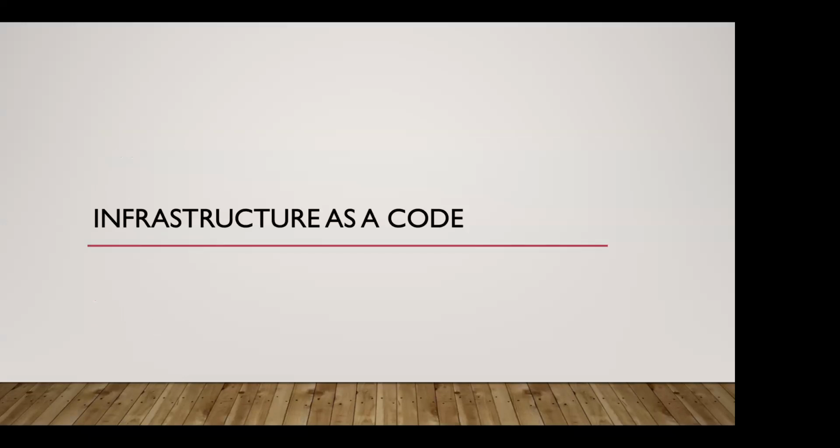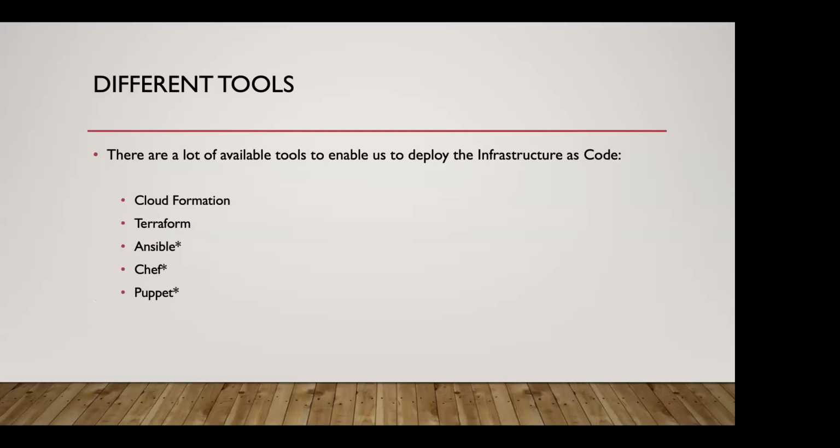Okay, so if we look at infrastructure as code, there are multiple different toolsets available in today's world. Right from CloudFormation by Amazon to Terraform. Then we have other configuration management tools such as Ansible, Chef, and Puppet. There is a star mark here at Ansible, Chef, and Puppet. It's mainly to differentiate them as configuration management tools and not more of an IaC tool.